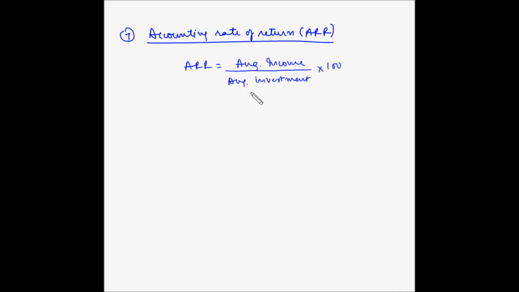multiplied by 100. So the acceptance rule for ARR is that the management has to establish the minimum rate which is acceptable for the organization, and if the ARR is higher than that minimum rate, then the project should be accepted, and if it is not, then it should be rejected. So these are the 7 methods that we have looked at in this chapter. The detailed explanation for each of these methods is given in the individual videos for these methods.